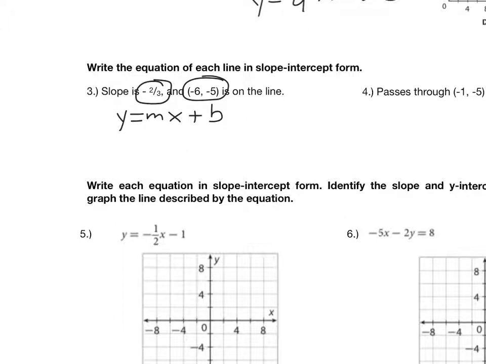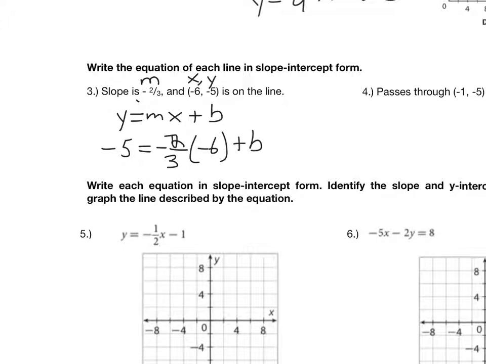And it's what we've been doing in class. So it would be -5, if I use that point. -5 would be my y, equals, what's my slope? My slope is -2/3, times x. Well, what's x? -6. And that's plus b. Well, -2/3 times -6 would be a +4, so it would be -5 equals 4 plus b. And if we subtract 4 on both sides, we get our y-intercept, which is -9.